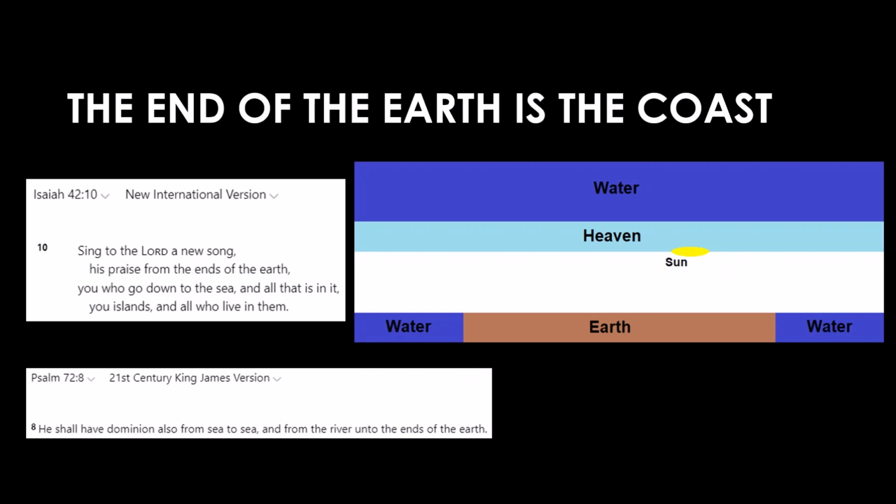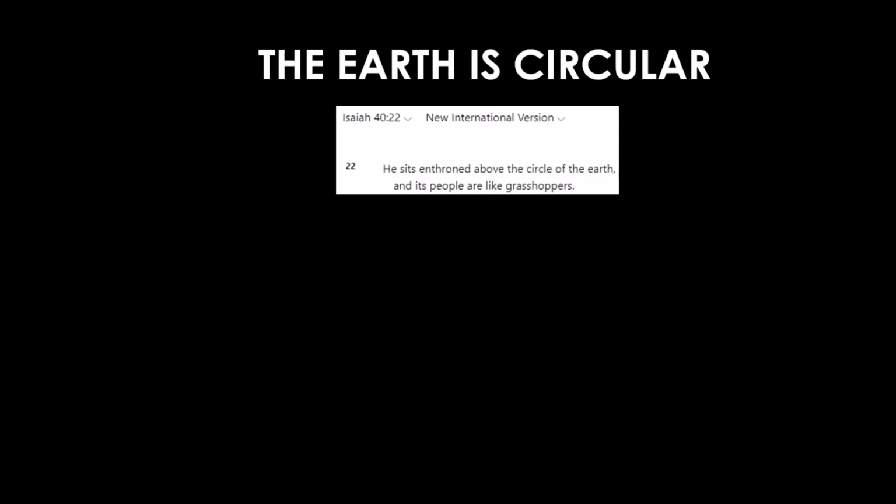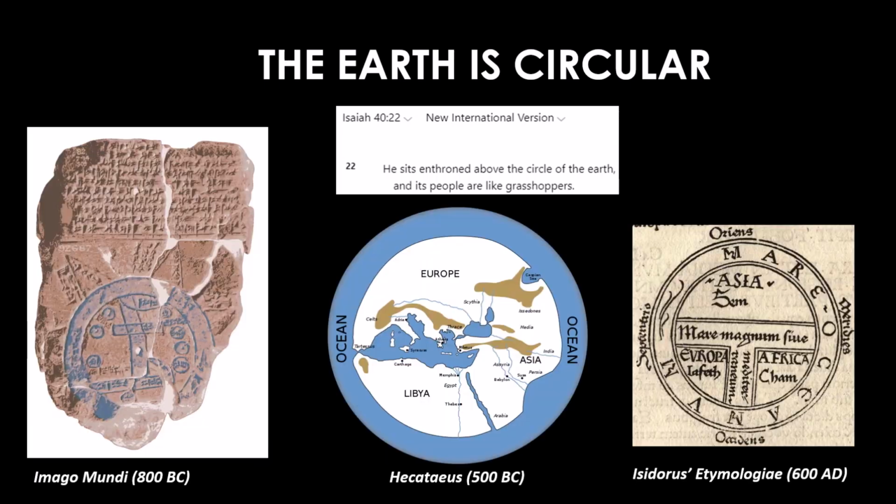So from this passage we get that from sea to sea is synonymous with the entire earth. So according to the Bible, the earth is surrounded by the sea. And the shape of the earth is circular, as described in Isaiah 40: "He sits enthroned above the circle of the earth, and its people are like grasshoppers." And the idea of a circular continent of earth was not unique to the ancient Jews, but it appears to have been common among ancient peoples.